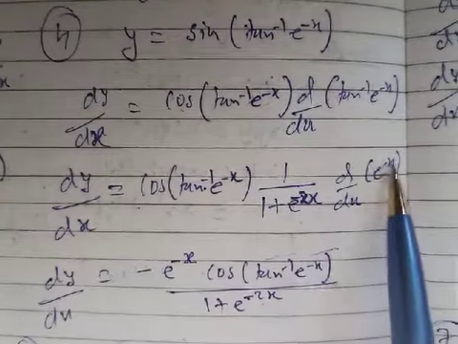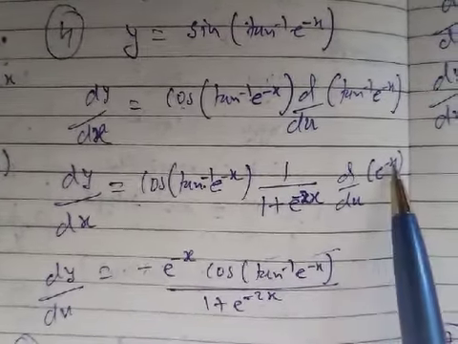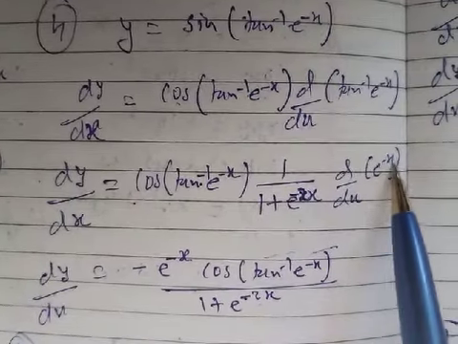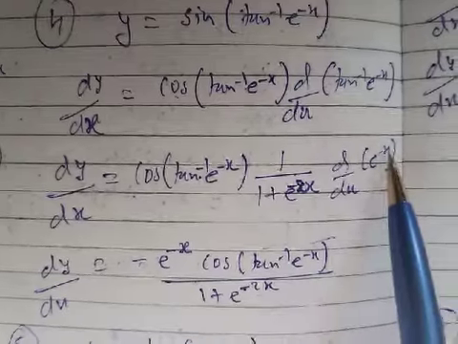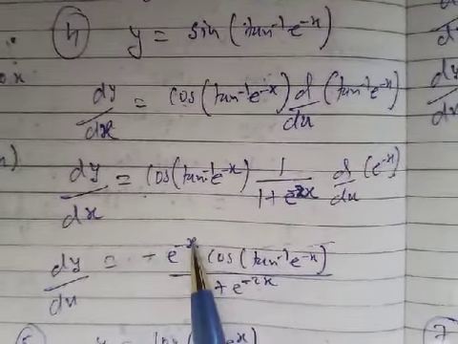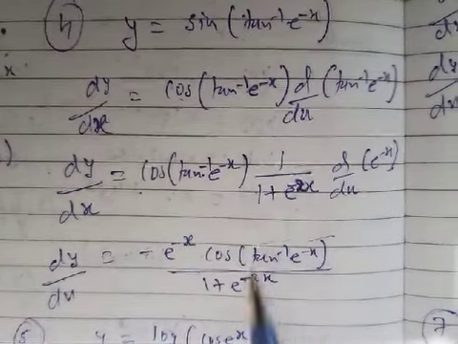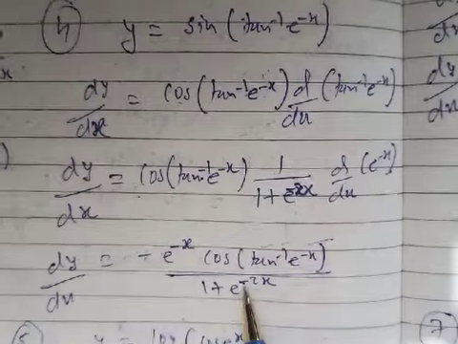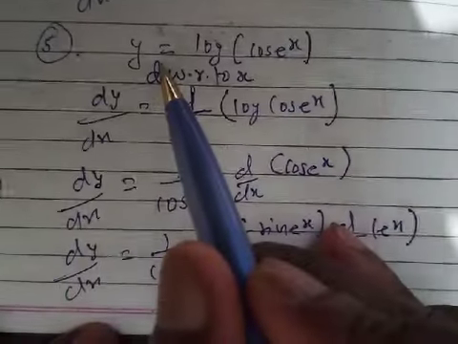Then minus 1 is there, derivative of x. So this minus sign comes from here because it is minus 1. Derivative of minus x is what? Minus 1. So minus 1 e raised to minus x cos tan inverse e raised to x upon 1 plus e raised to minus x square. Is it clear? Now to the fifth question.